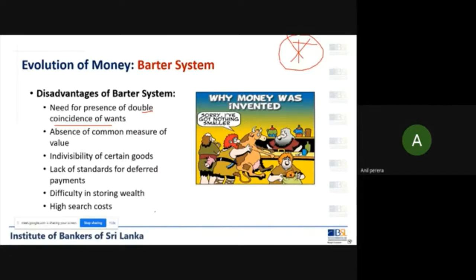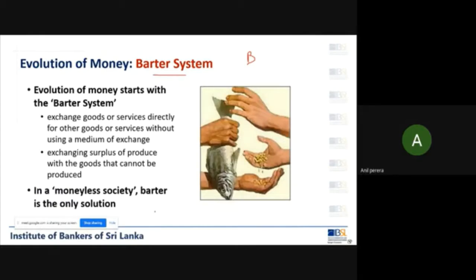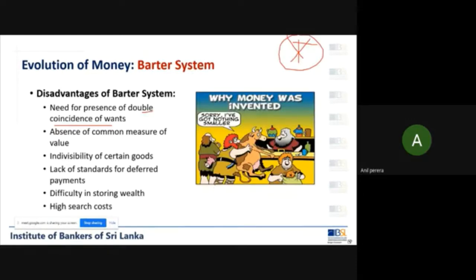It's a difficult task. Maybe you have to work the whole day to find a person who wants fish from you. So that involves high search costs. All these create disadvantages or inefficiencies in transactions. Such inefficiencies are very common in a barter system.